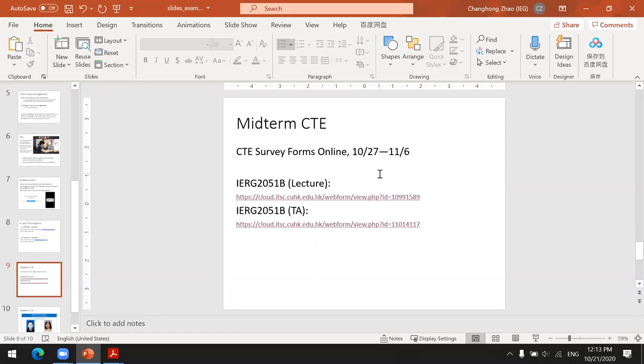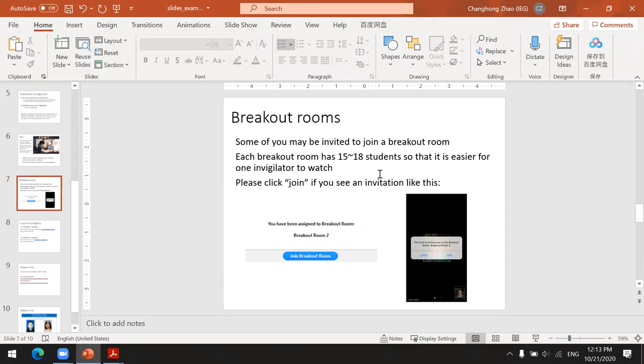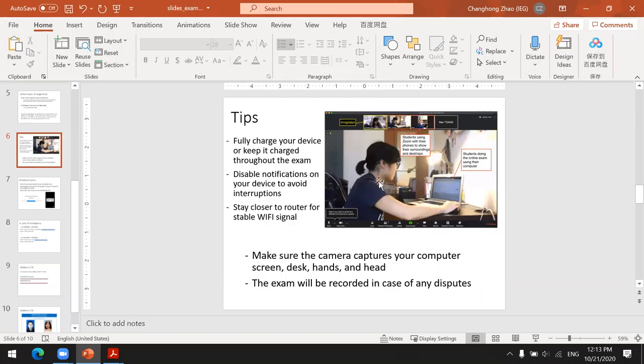So you are advised to fill both of them. Yes, you can do it with your iPad, as long as your video is shown on Zoom and you can see the blackboard question paper, they are okay. So you basically need two devices, either phone or iPad or something.